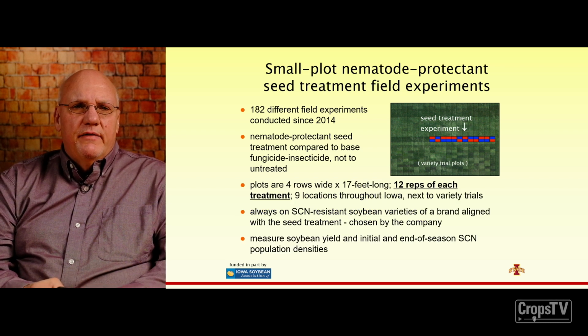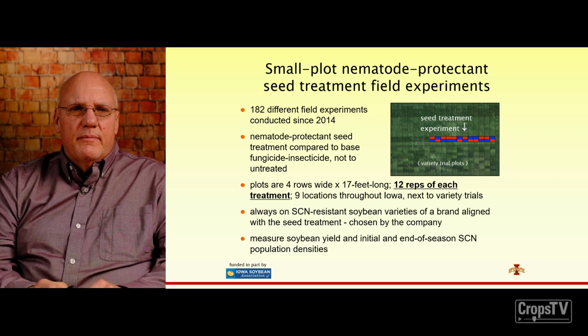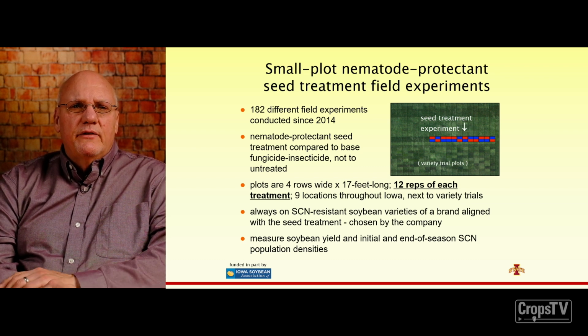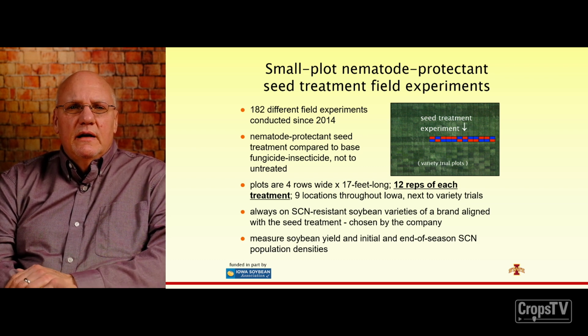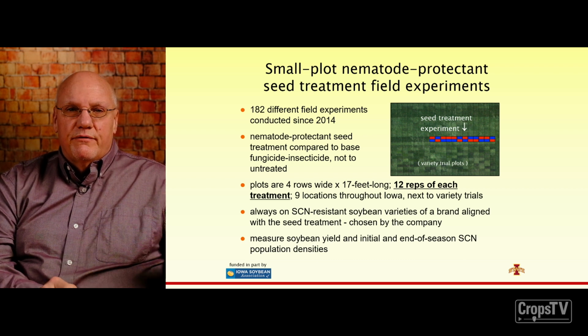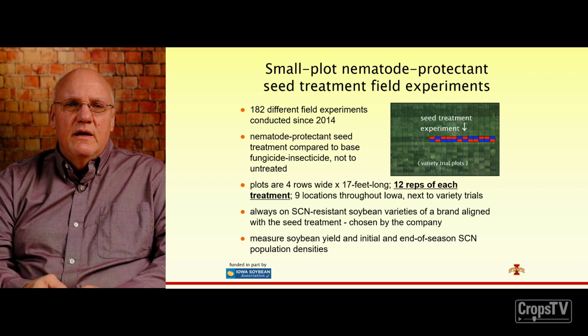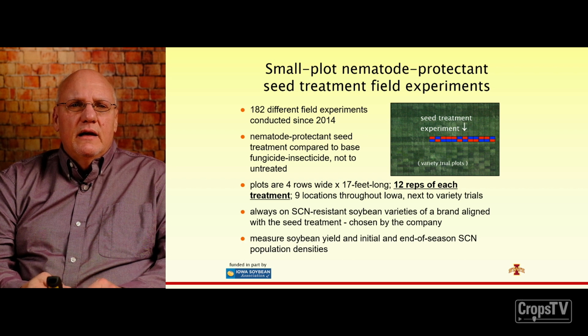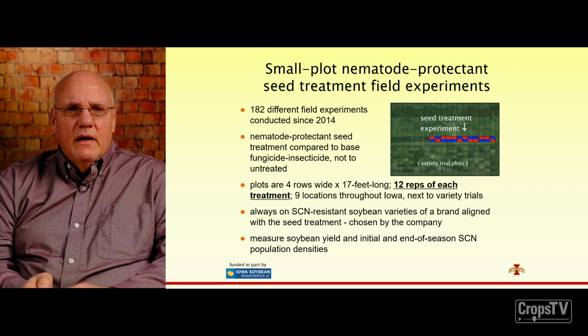Now, we've done many of these experiments as listed at the top, 182 so far. We use the same plot setup as variety trials. But we do 12 reps of each treatment compared to 4 reps for a variety trial. So this is pretty highly replicated. Same 9 locations as variety trials throughout the state. And it's basically the nematode protectant seed treatment with and without its base.